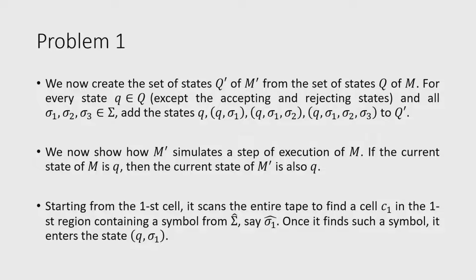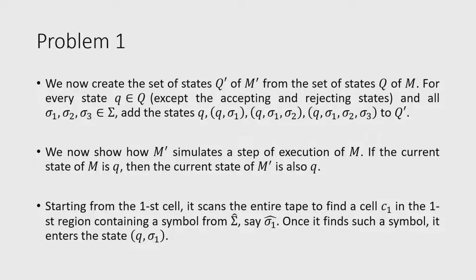So to create the set of states Q prime of M prime from the set of states Q of M, we do the following. For every state q in capital Q, except the accepting and the rejecting states, and all symbols sigma 1, sigma 2 and sigma 3 in capital sigma, we add the states q, q comma sigma 1, q comma sigma 1 comma sigma 2 and q comma sigma 1 comma sigma 2 comma sigma 3 to Q prime. Now let's talk about how M prime would simulate a step of execution of M.